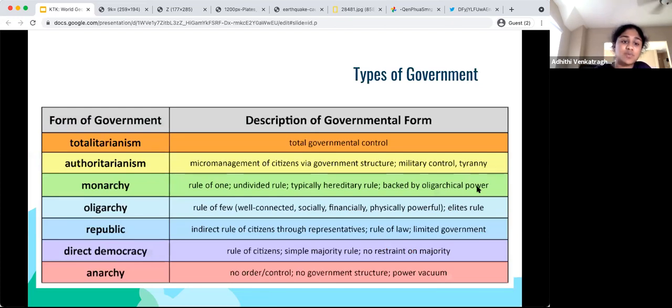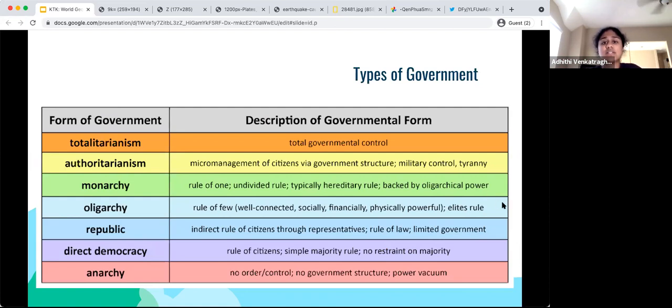All right, here are some more specific types of government, like totalitarianism, which can also be called a dictatorship sometimes, which just gives a person total governmental control. Authoritarianism has micromanagement of citizens via a government structure, which is also like military control and like a tyranny, where they have control over every aspect of people's lives. A monarchy is a rule of one, undivided rule, typically hereditary and backed by oligarchical power.